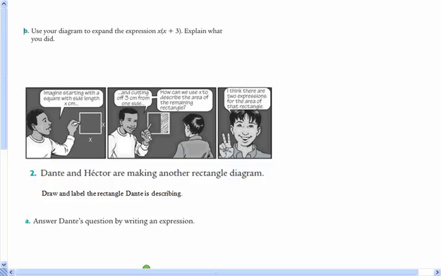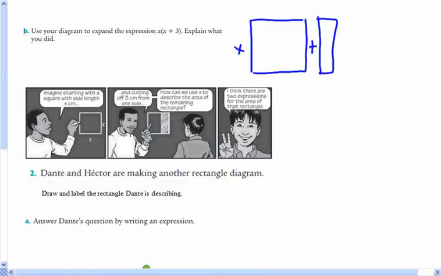Then it says use your diagram to expand the expression. From the diagram, you probably noticed that we had really 2 parts there. We had a square part and then the extra piece added on. So we can talk about the area as those 2 pieces added together. The height of the rectangle is x, and that's a square, so that side's x also. That dimension is 3 and that dimension is x.